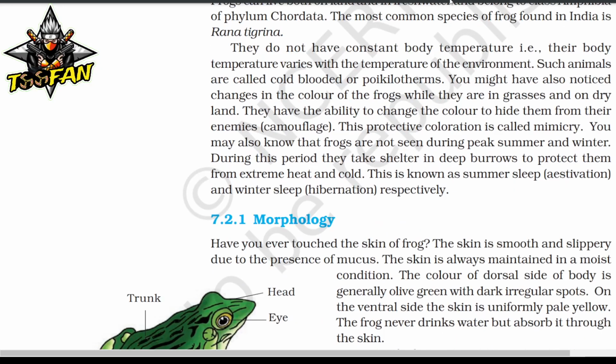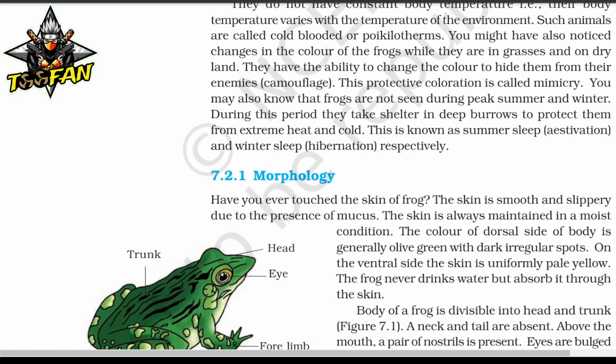Now, morphology. Have you ever touched the skin of a frog? The skin is smooth and slippery due to the presence of mucus. The skin is always maintained in a moist condition. The color of the dorsal side of the body is generally olive green with dark irregular spots. On the ventral side, the skin is uniformly pale yellow. The frog never drinks water but absorbs it through the skin.